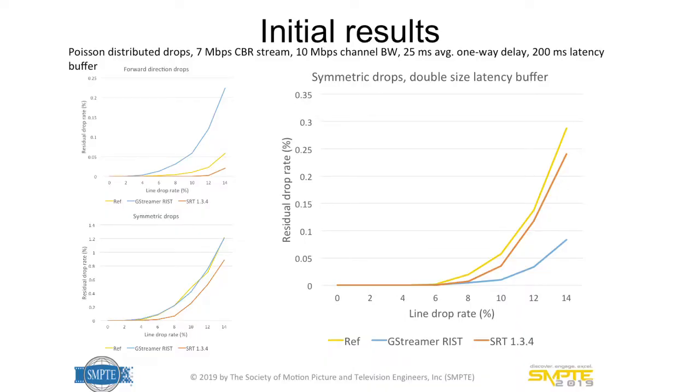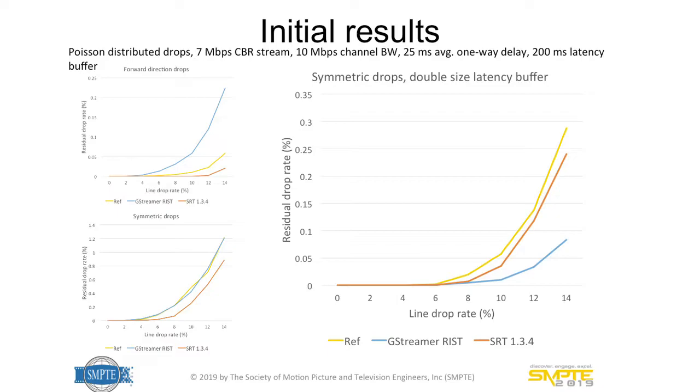So here we doubled the size of the latency buffer, and it's 400 milliseconds, or 8 times RTT. And first of all, we can look at the scale of the y-axis. You can see that it went way down, so this is helping all the protocols. But more importantly, we can see that now RIST is the one doing the best.